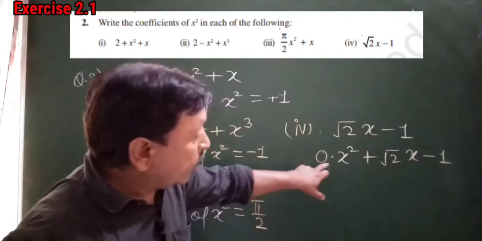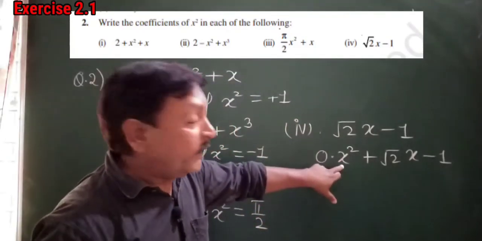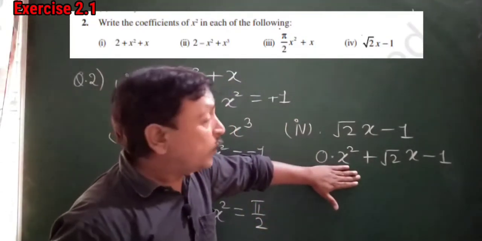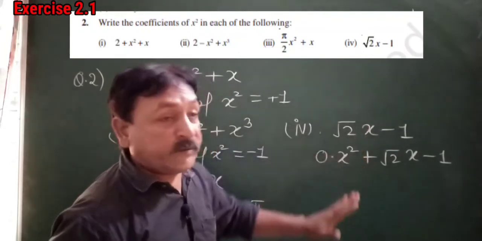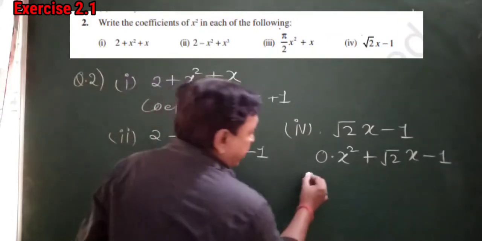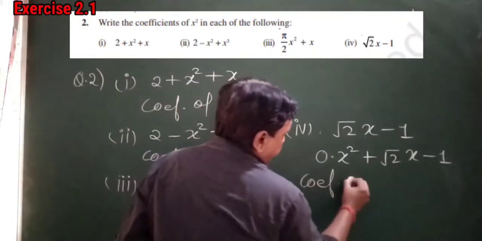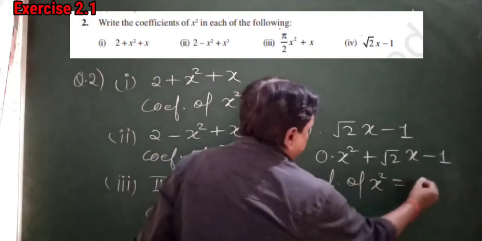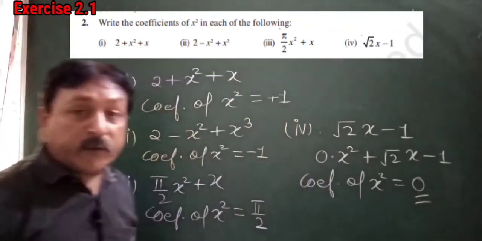See, 0 into x square means 0, so it puts no kind of effect on our expression. But with the help of this we will be able to get our answer. The coefficient of x square will be 0. Understood? Just see it.